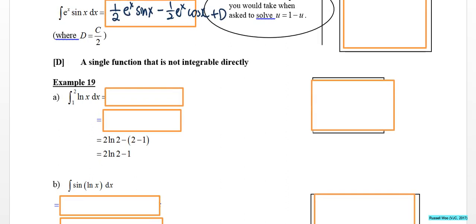Example 19. What if you have a single function that cannot be integrated directly? That means ln x, for example. No choice. What do we need to do? I'll have a 1 times ln x. Then you ask, hey, how do I decide? How come just suddenly add a 1 there?